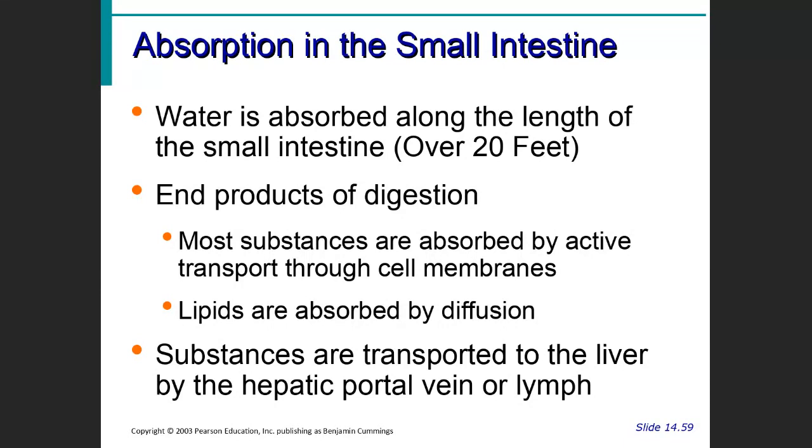The end products of digestion, like amino acids, glucose, fatty acids, and glycerol, are absorbed from the small intestine into the bloodstream or the lymphatic system either by active transport, using energy to pump them into the blood, or by diffusion, just letting them flow in.